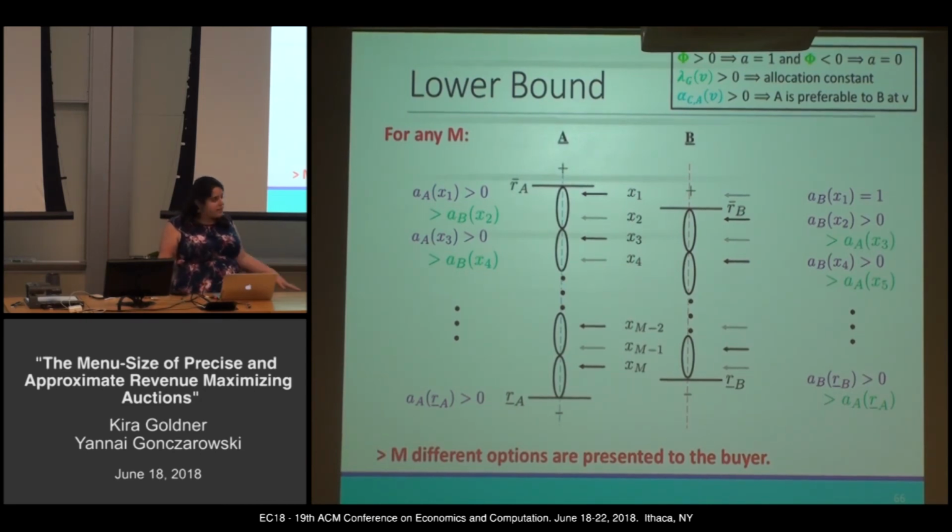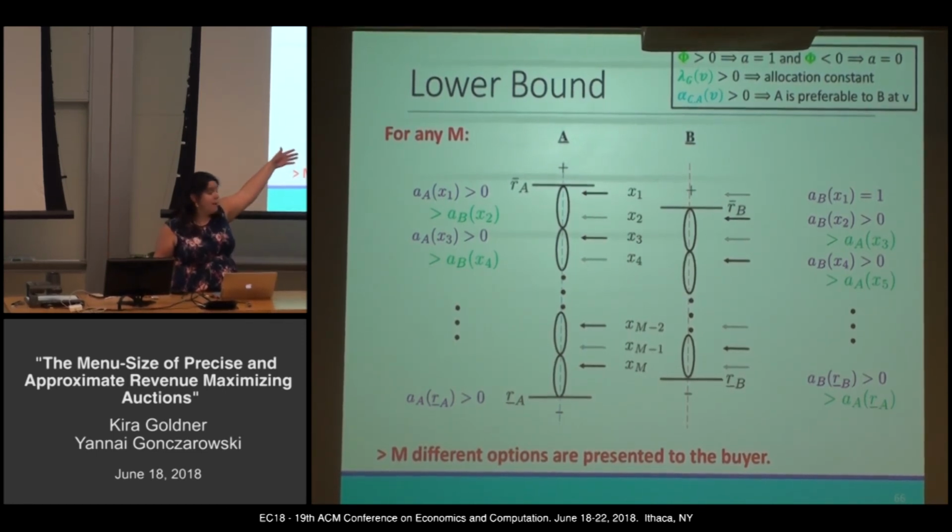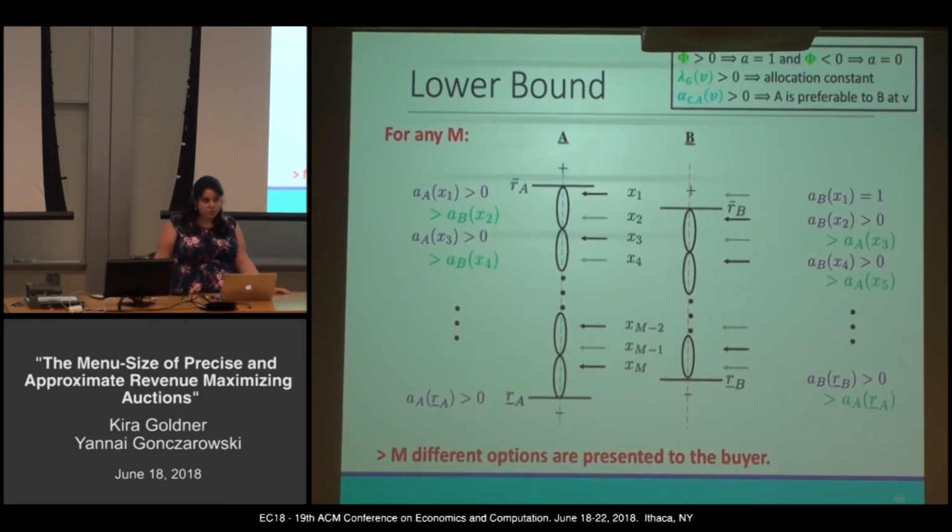So the point is that through complementary slackness, if I have this kind of chain structure, then for any m, I can design this chain structure with n intervals such that I'm offering at least m options. But I just sort of drew this chain structure and I didn't tell you why it could exist.